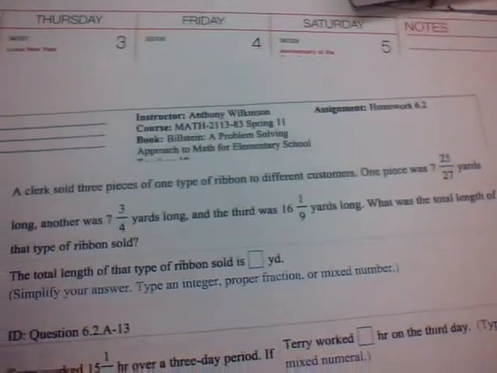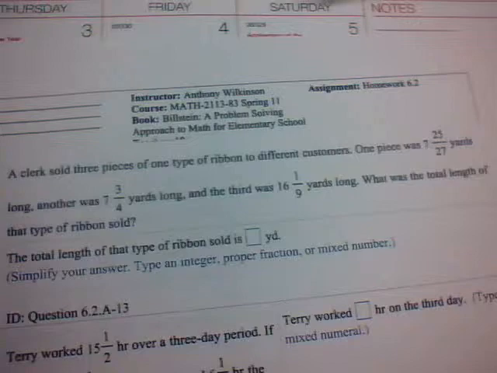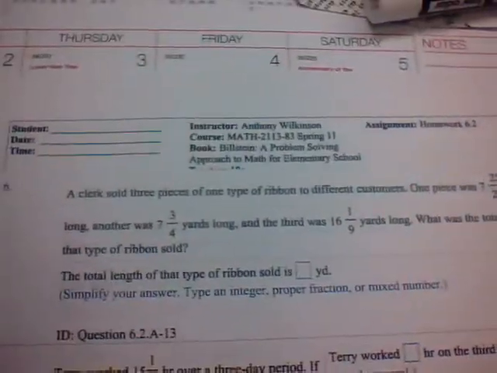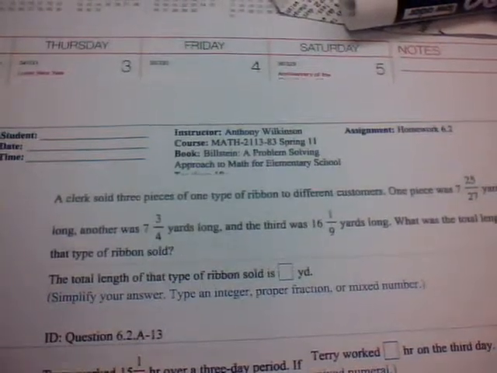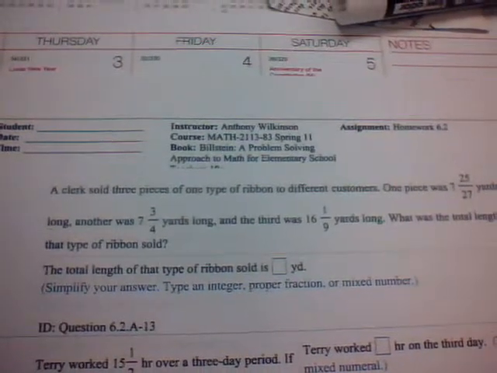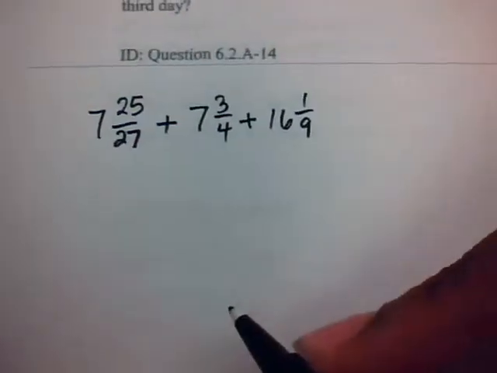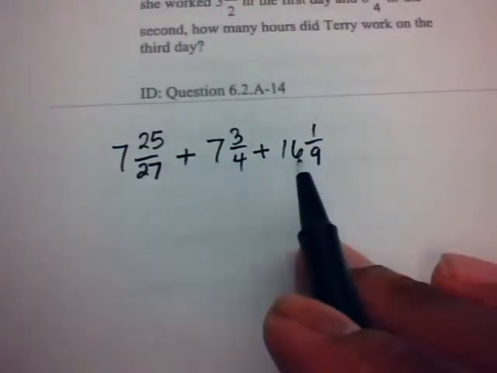Okay, so now we've got 7 and 25 over 27 yards for the first, and then 7 3/4 yards for the second, and the third was 16 and 1/9 yards. So now we're trying to find the total length. So we're going to have to add those lengths together.